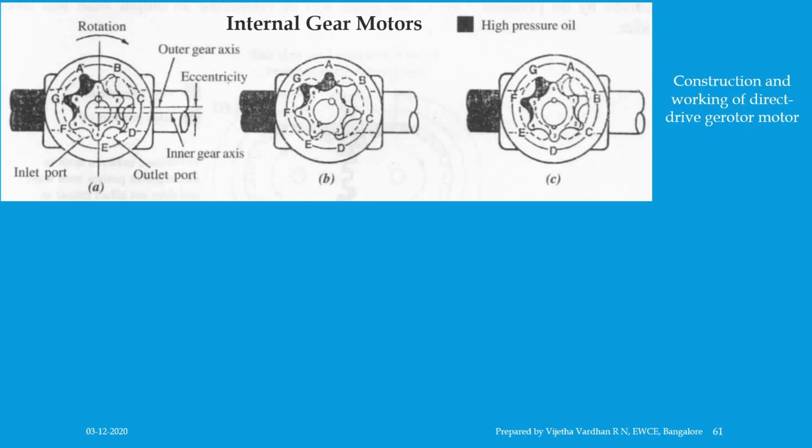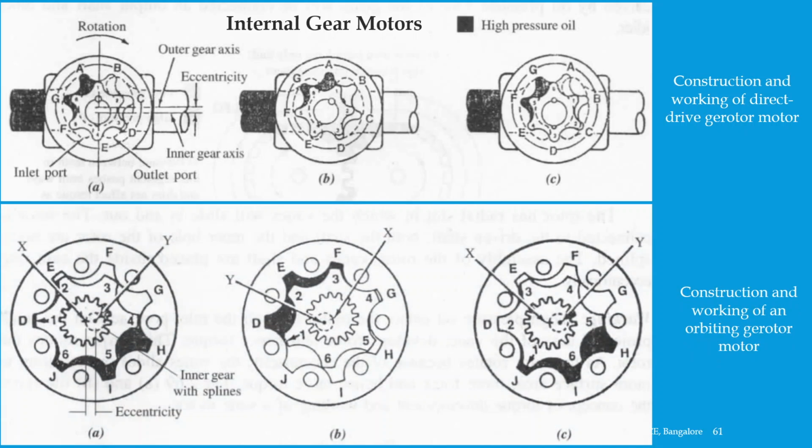This continues and continuous rotation is generated. Reversing the flow reverses the direction of the rotor of the motor. Next, coming to orbiting G-rotor motor.